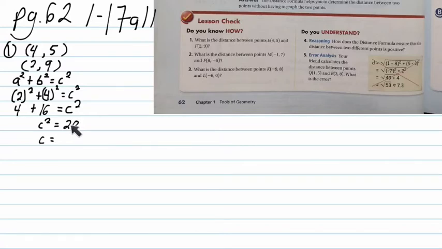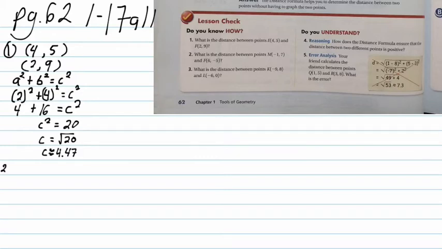16 is a perfect square. The square root of 16 would be 4. 25 is a perfect square. The square root of 25 would be 5. So 20 is between 16 and 25. So that must mean the square root of it is between 4 and 5. What is it? 4.47? What you got? Okay, 4.47. Looks good to me. Yeah, we'll go 2 decimal places.